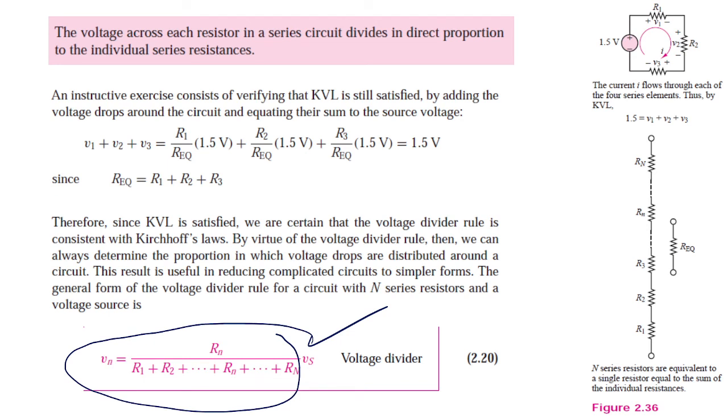General form. You can solve for any RA, right? The voltage across any resistance you can think of, if you want to know. But we need to know the total voltage across the total series circuit, right?